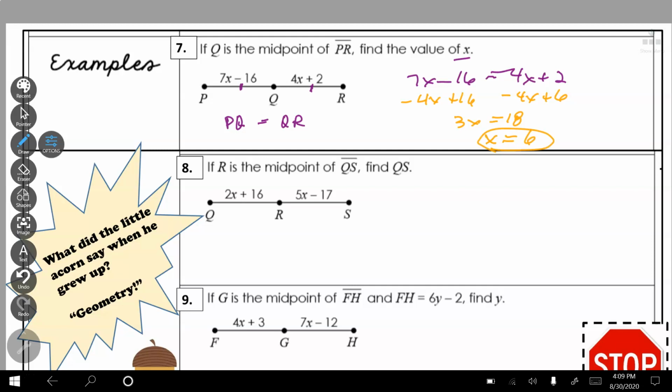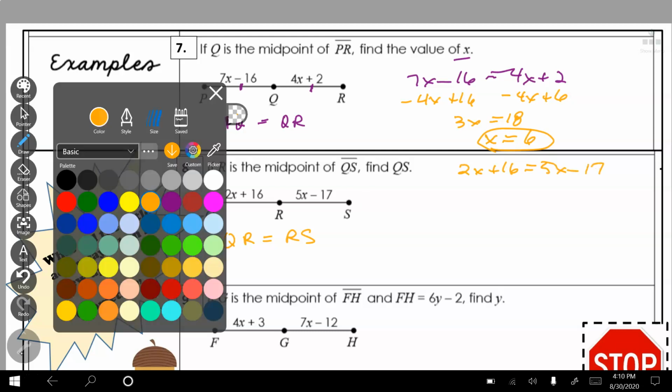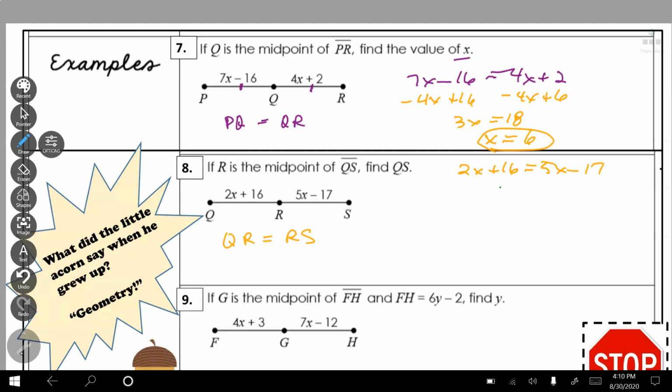The next one, R is in the middle, so QR is equal to RS. So I get 2x plus 16 is equal to 5x minus 17. And I'm going to move things around a little bit. I'm going to bring this 2x over. I'm going to add the 17. I get 33 equals 3x, or x equals 11, which is not what I'm looking for. I'm looking for QS. So QS is this whole thing. So I have to plug in 11 here.